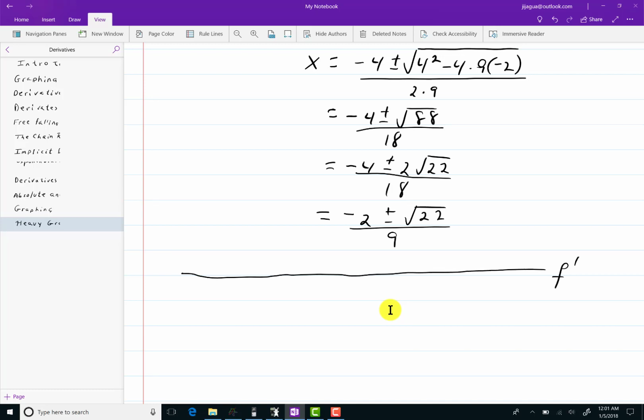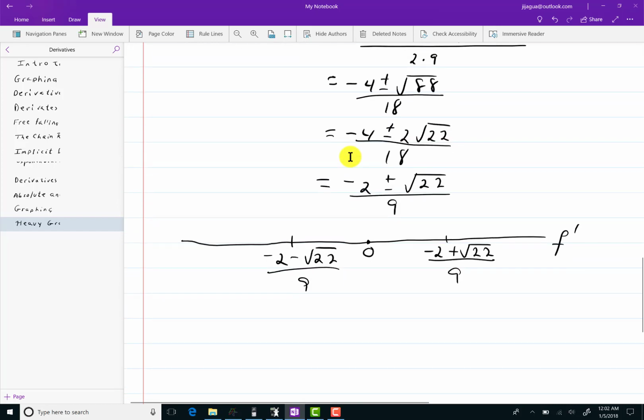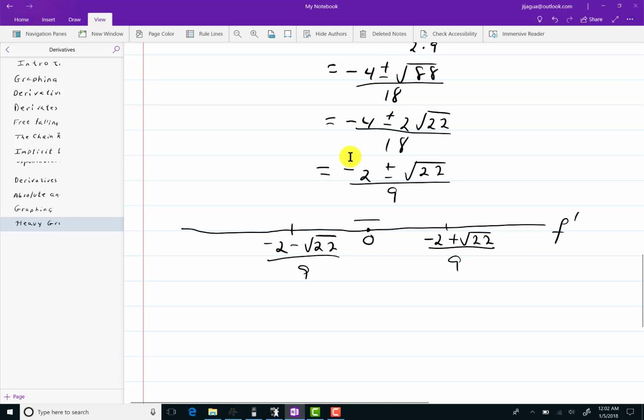And obviously the negative 1 is to the left of the positive 1. A lot of these things you can do in your head. If I'm going to do test numbers, for instance, I know this is negative and this is positive. So I'll test 0, which was easy. If you plug in 0 into the derivative, f prime of 0 will equal negative 6. Negative there, so it's going down. It's decreasing.